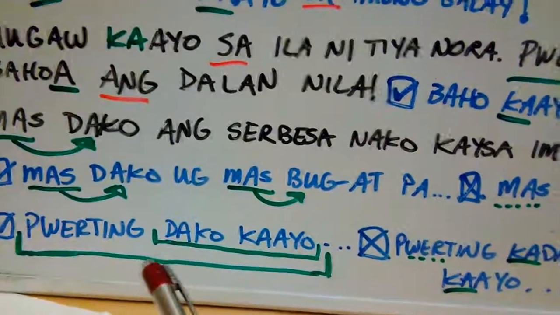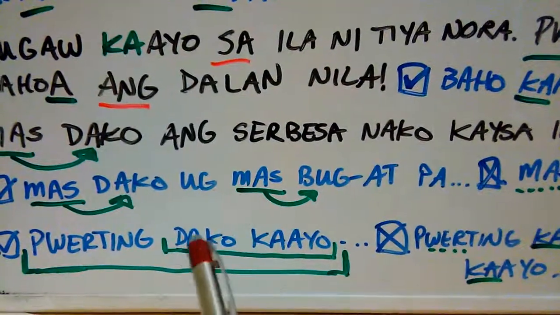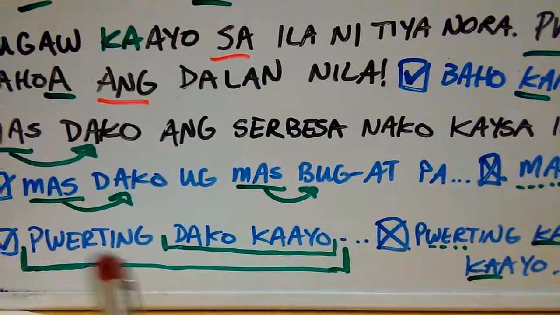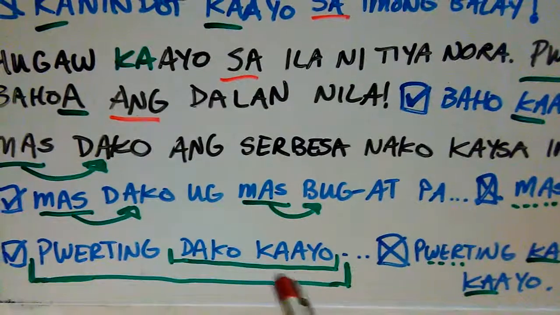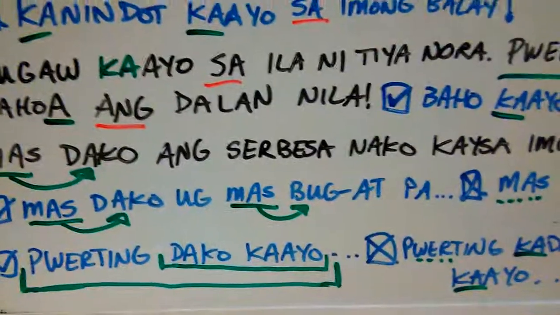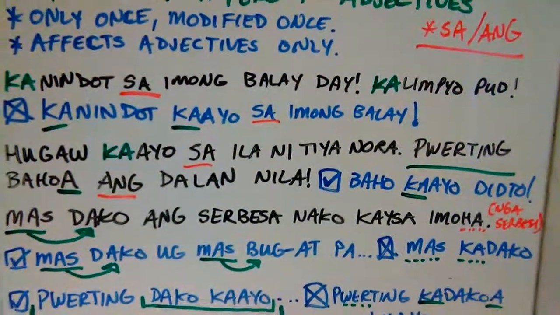But back here, it's modified only once with kaayo, but this whole dako kaayo is now one unit that's being modified by puerte. Puerting dako kaayo, which is okay. You can say that too, because this whole thing modified this whole unit here, dako kaayo, if you can see it that way. And I think that is it.